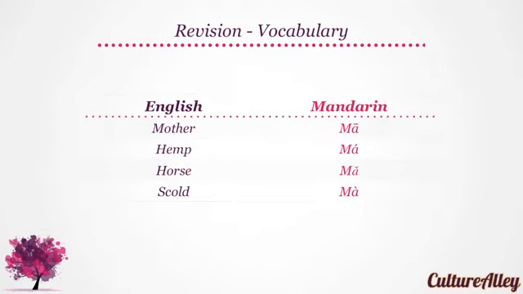Very good. Let's move on and take a look at the vocabulary we learned earlier in the lesson. Mother translates to ma, and hemp translates to ma. Similarly, horse translates to ma, and scold translates to ma.